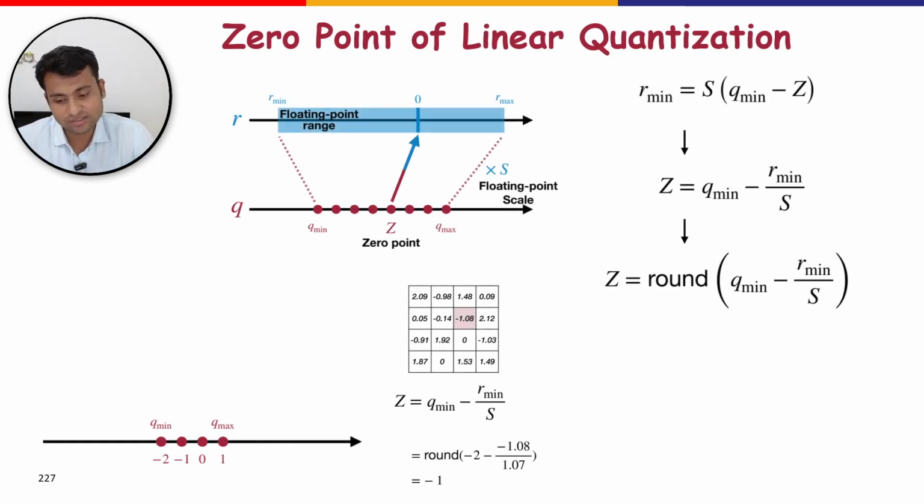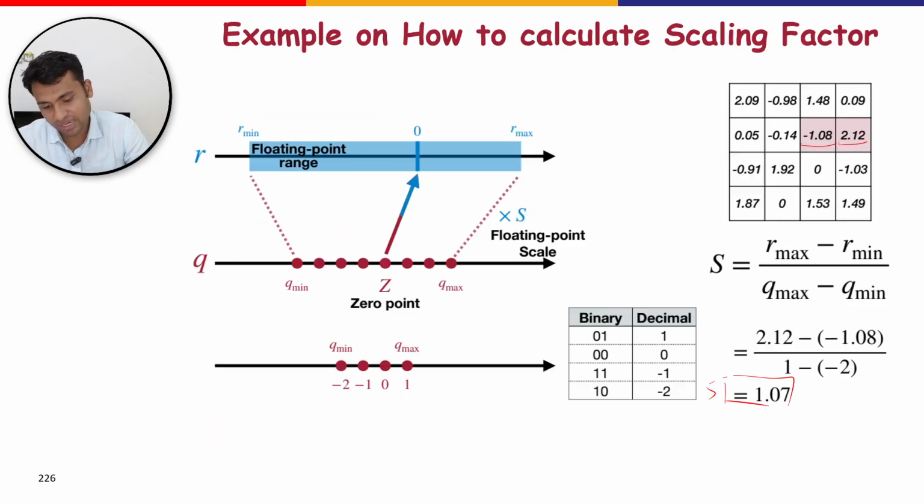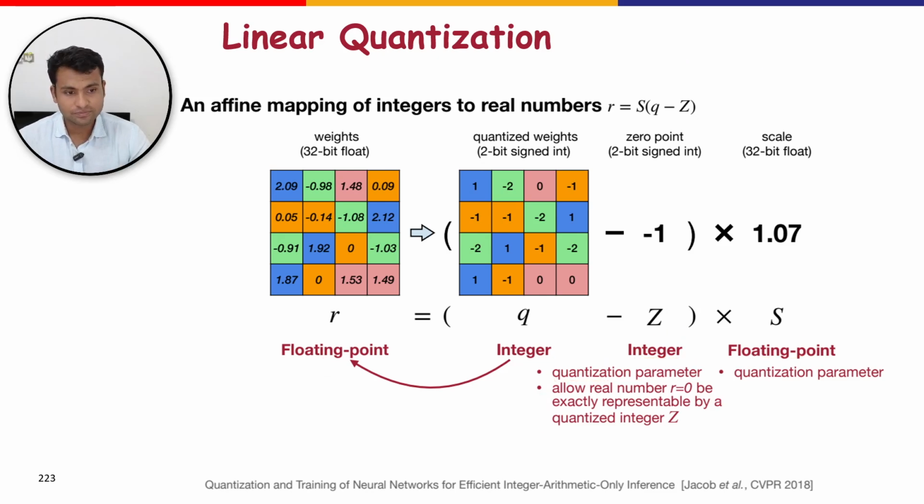And how about calculating the 0 point? You know rmin, you know Qmin, and at this point you know the scaling factor. So you can just round it to the closest value possible, and that will be your calculation of z. In this particular example, rmin is minus 1.08, your scaling factor we had calculated as 1.07, and your Qmin is minus 2. So you round it and you get around minus 1. So this is your 0 point. And that's how we actually reached this point in the first slide, if you remember. Okay.